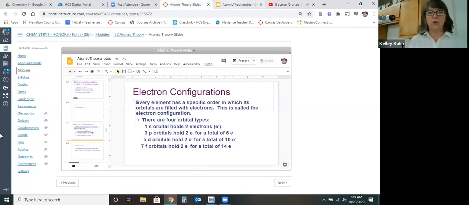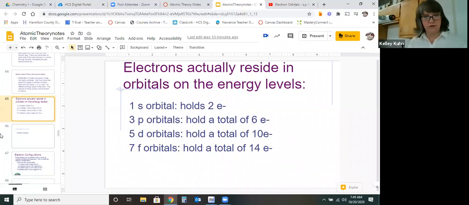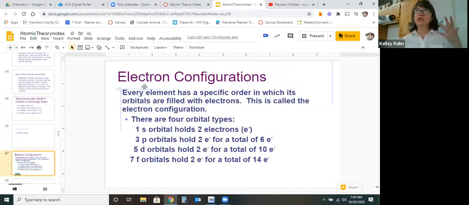So where do we go from there? What are you actually going to have to do with this information? Well, you're not going to have to draw those orbitals. What we actually do with this is we use these orbitals to describe the electron arrangements of different atoms. As we already mentioned, there's one s orbital that holds 2 electrons on a given level. There can be up to 3 p orbitals that can hold 2 electrons in each orbital for a total of 6. 5 d orbitals hold a total of 10, 7 f orbitals hold a total of 14.